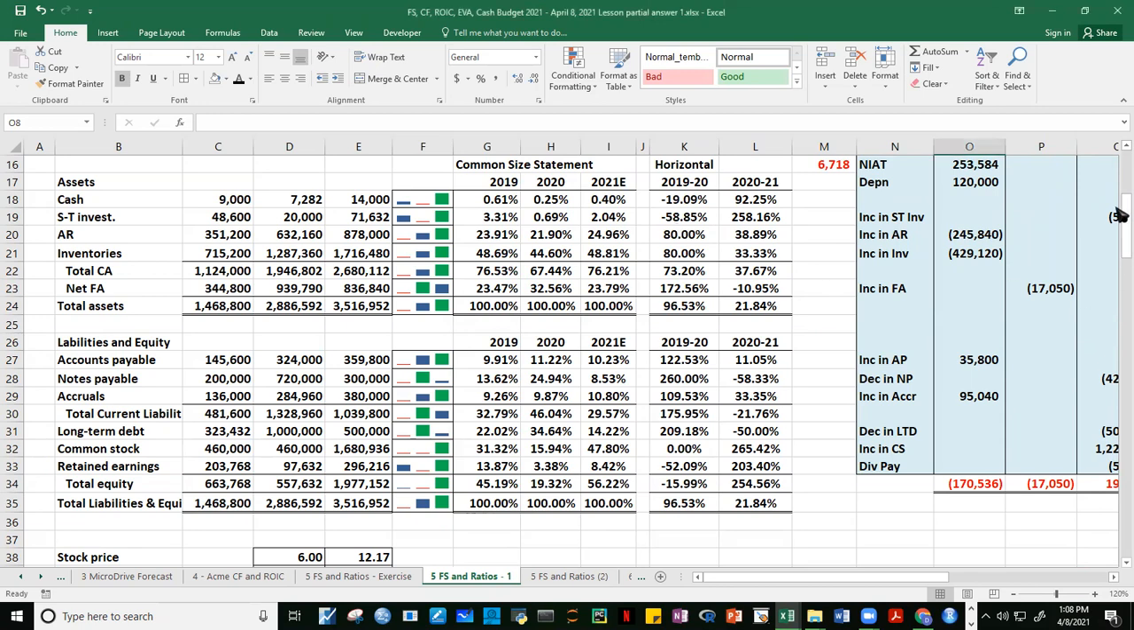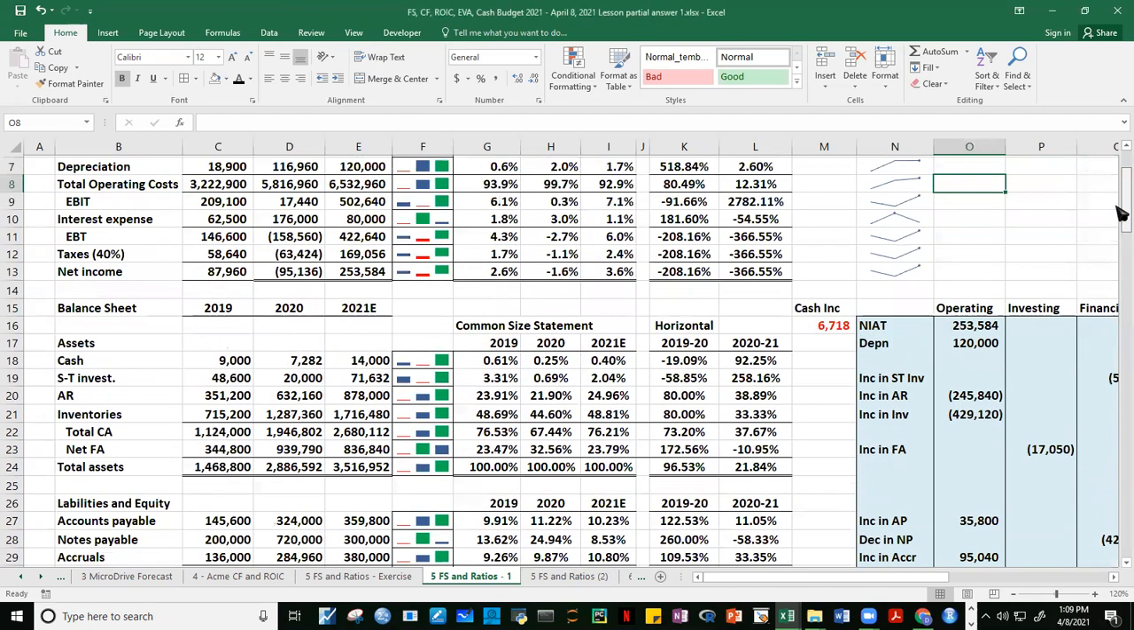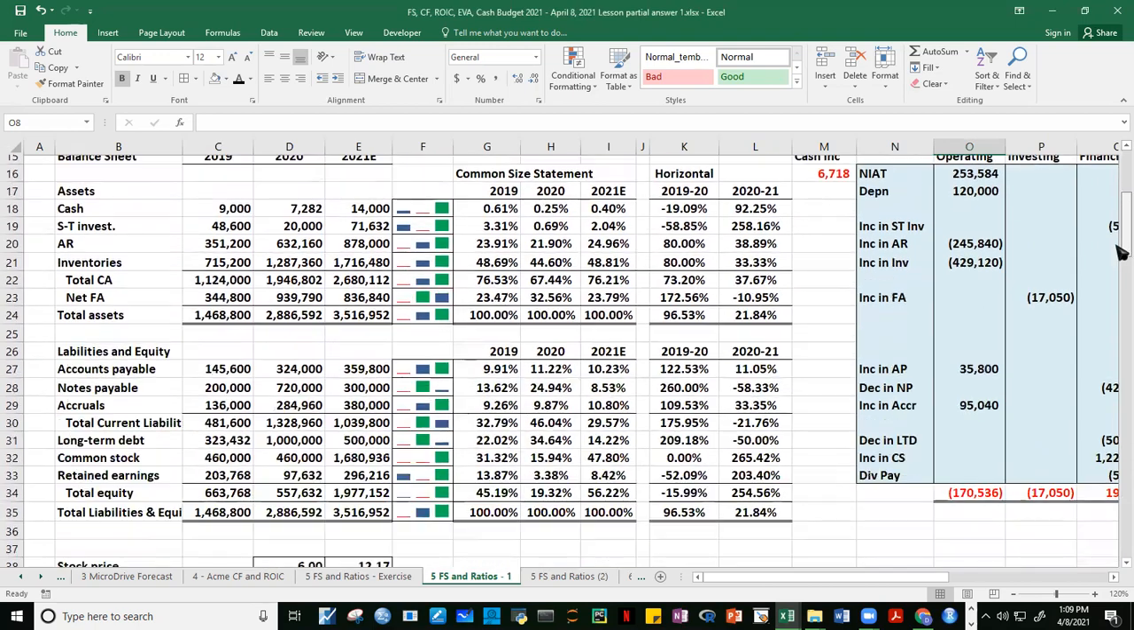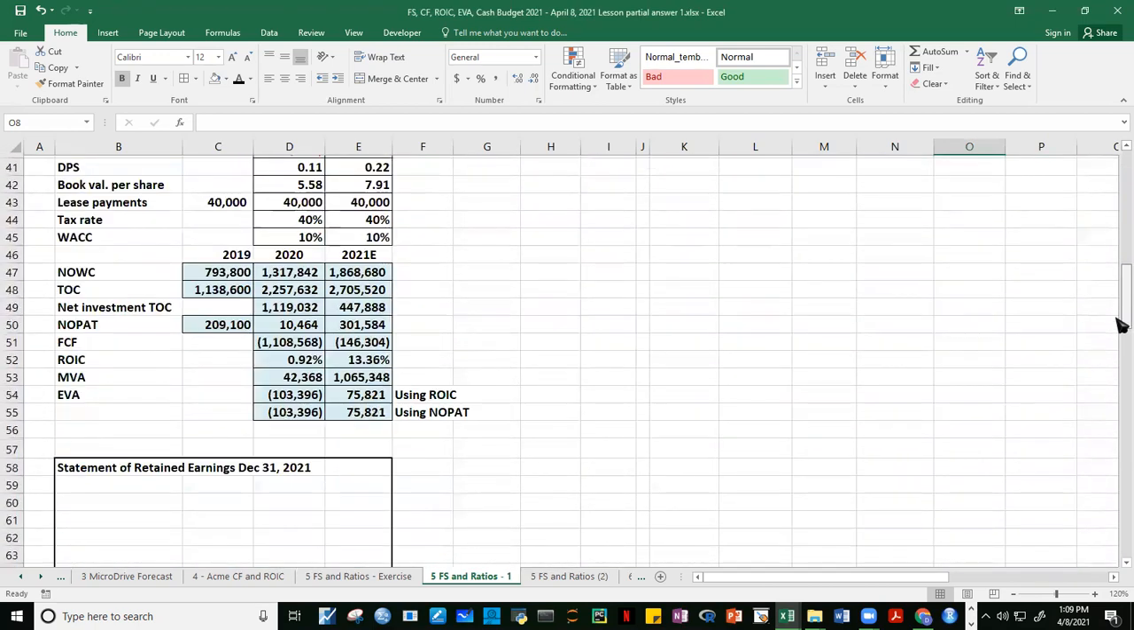In your project, guys, in your group work, you can do this. It helps also in visualizing your data.